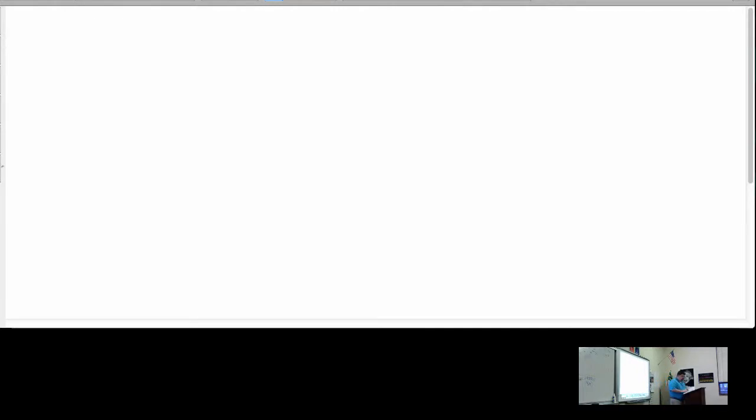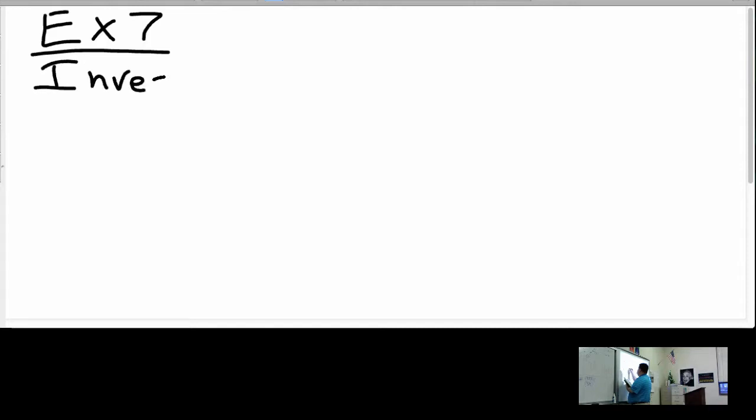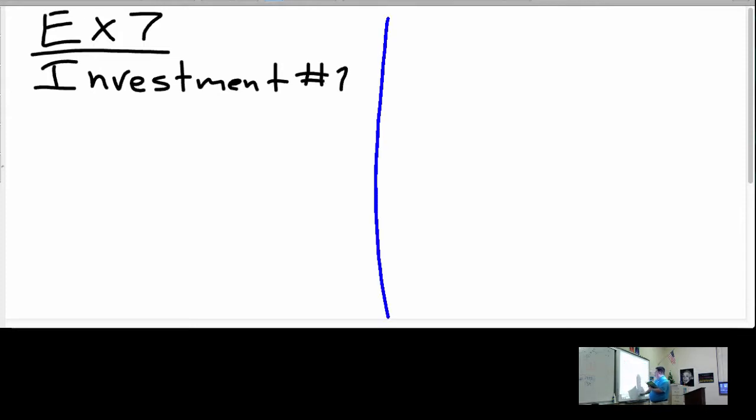Okay, so for example number 7, it's just like example number 6, except it's a little more challenging. So it says, which investment is more attractive? We're going to choose between two investments. I'm going to list the information here for investment number 1, and then we're going to list the information for investment number 2. We'll calculate both of them and see what we end up with, okay?